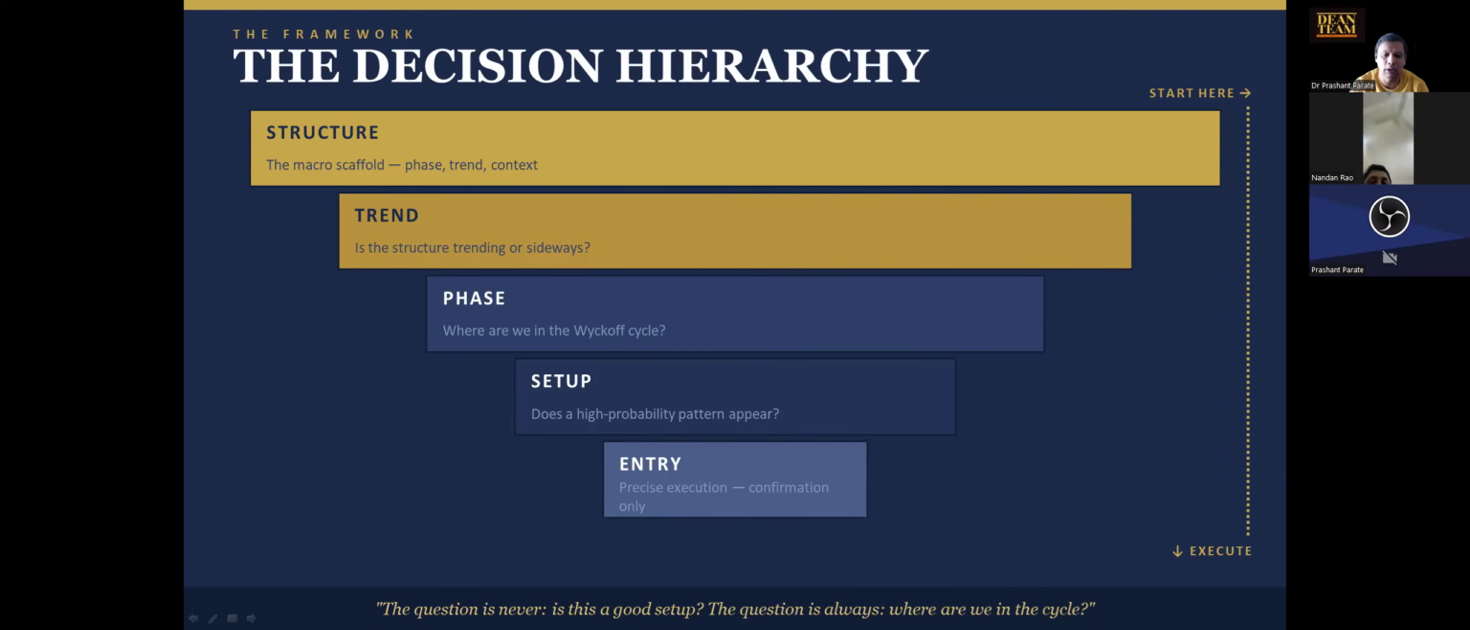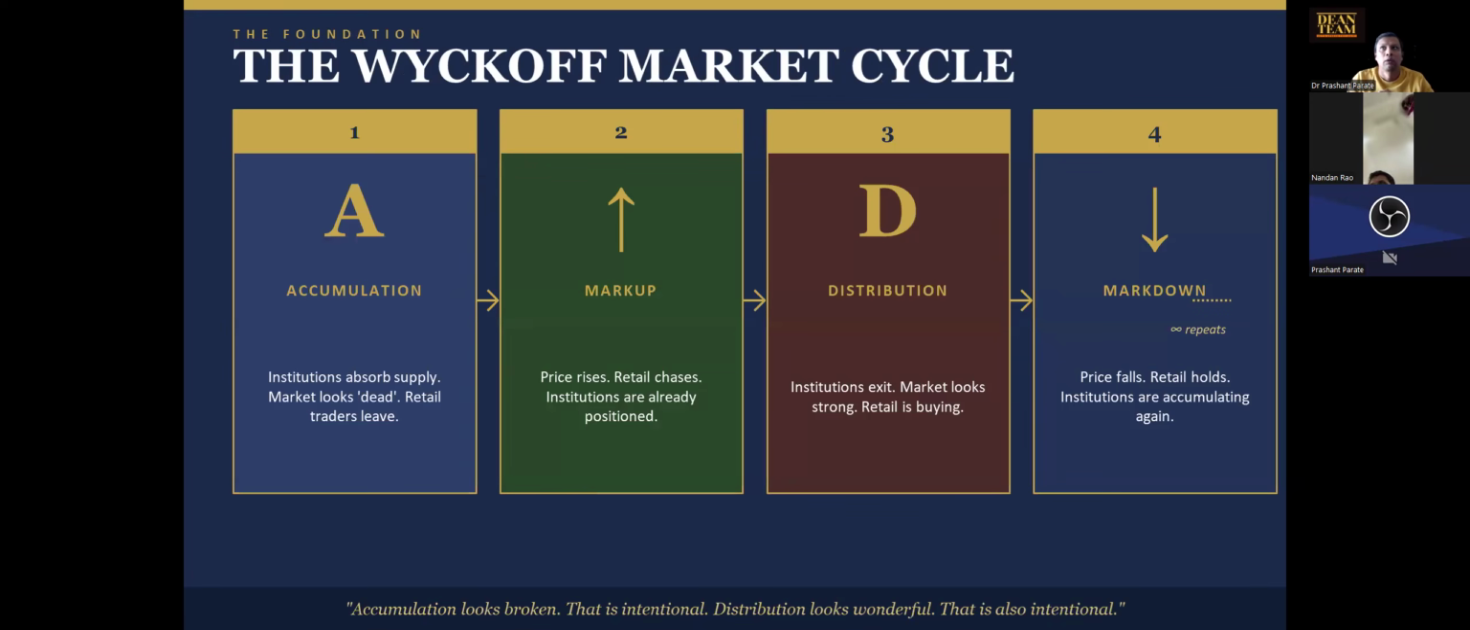So this is the decision hierarchy, the way we should think about the structure: trend, phase, setup, and entry. Okay. Then let's come to the foundation of the Wyckoffian market cycle. So there are four phases: accumulation, markup, distribution, and markdown. Accumulation and distribution are mostly sideways phases or slow moving phases.